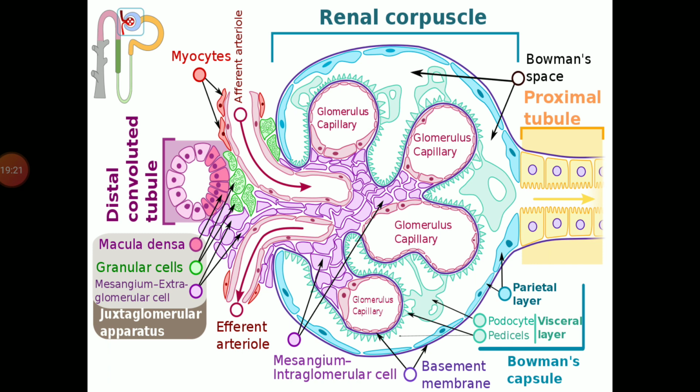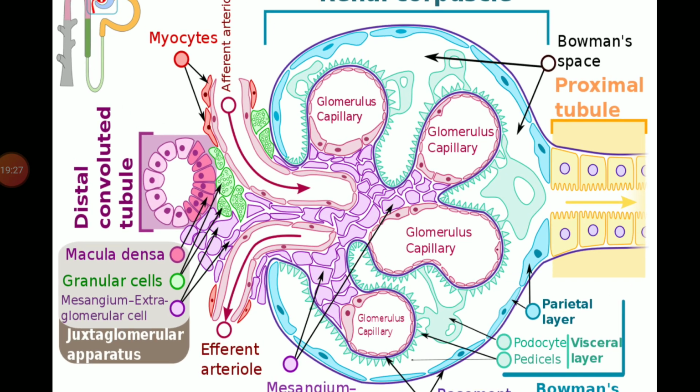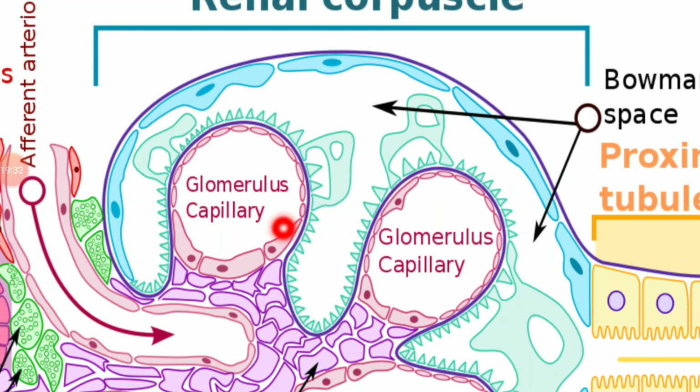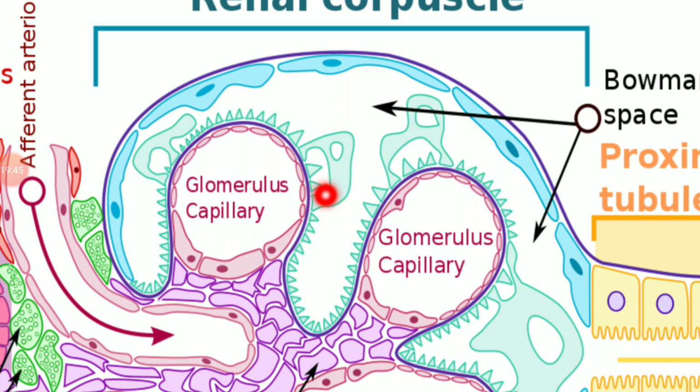So here you can see this again. This is the glomerular capillary which is formed from the afferent arteriole, right? So if you enlarge this picture, here you can see, if this is the glomerular capillary, this red color portion is the endothelium, right? And this endothelium is lined by this purple color lining. This is the basement membrane, and outside this basement membrane, here you can see the foot process of the podocyte.